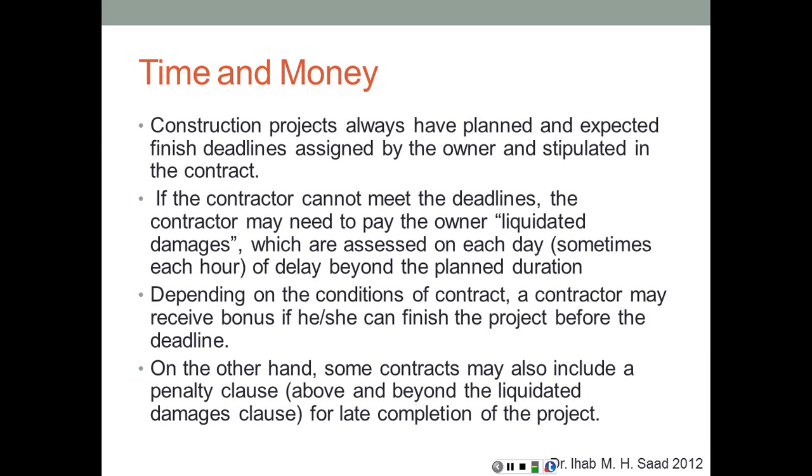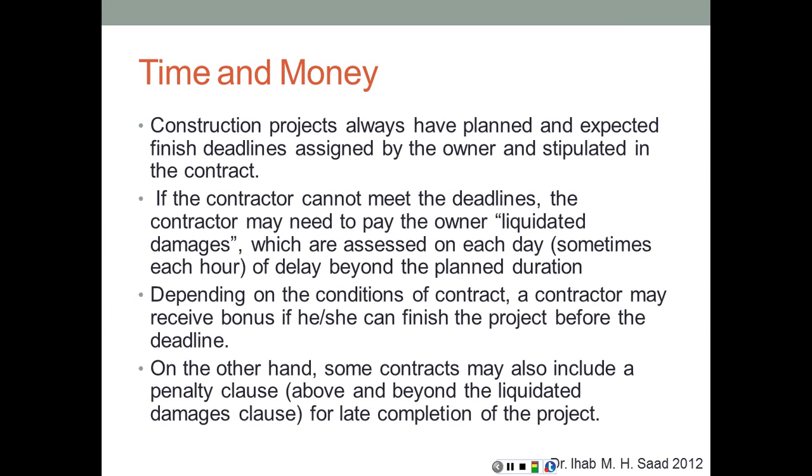If the contractor cannot meet the deadline, the contractor may need to pay the owner liquidated damages, which are basically assessed on each time unit of delay. In some cases it can be an hour, in some cases it can be a day, in some cases it can even be in minutes. And it's not uncommon for some construction projects that are quite critical to have liquidated damages assessed in the thousands of dollars per minute of delay, not even hours or days.